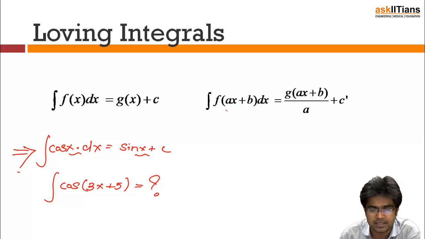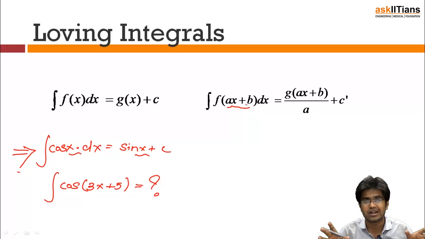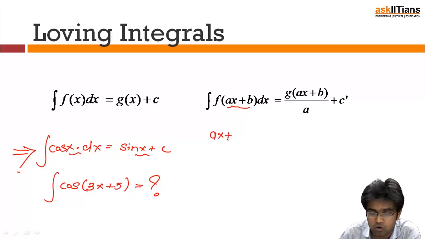Then the linear integral rule says that if integral of f of x is g x, then integral of f of ax plus b is given by g of ax plus b, divided by a. How does this happen? Again, I am going to substitute. We love linear equations. If there is a linear expression inside a function, then there is no problem. I can integrate it. Suppose this function f is maybe sine or cos. I am going to put ax plus b as t. If I differentiate both sides, a dot dx will be dt.